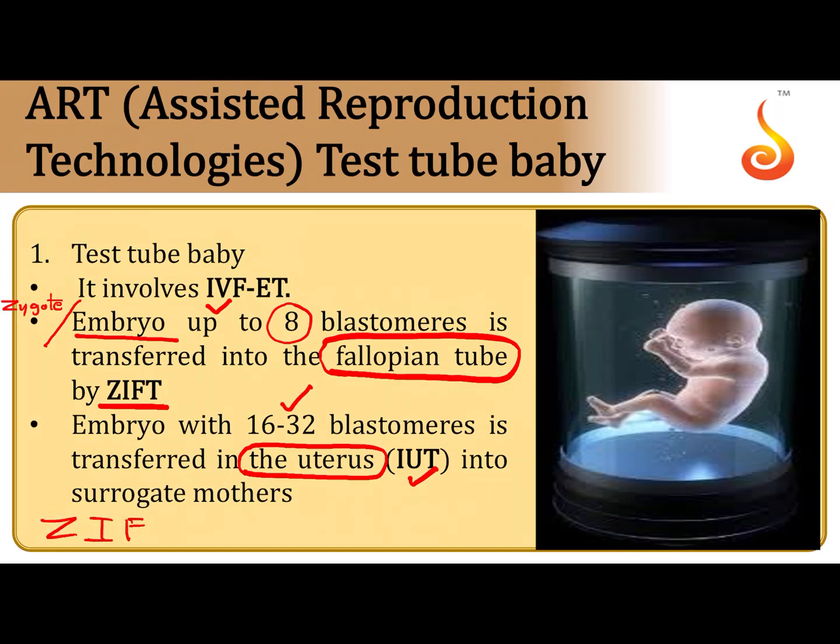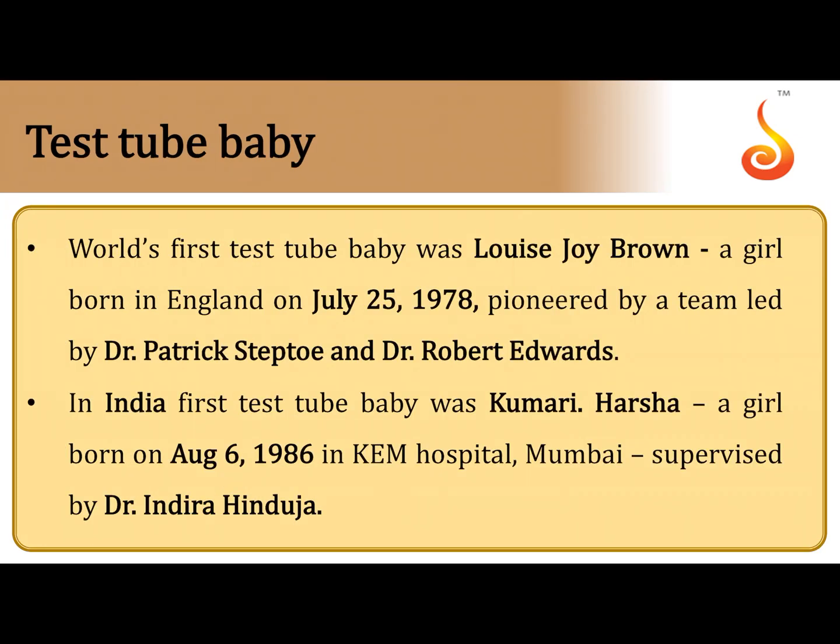So ZIFT and intrauterine transfer are the two variations or modifications of the in vitro fertilization and embryo transfer. So remember, the stage of the embryo in which the transfer is made and the site to which it is transferred is the difference between ZIFT and intrauterine transfer.